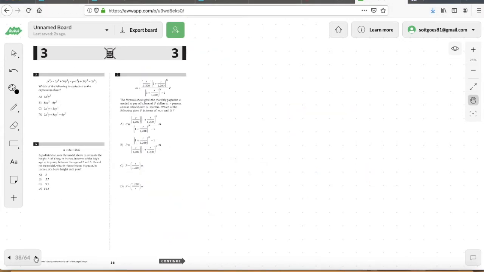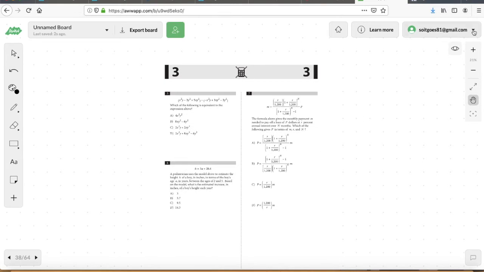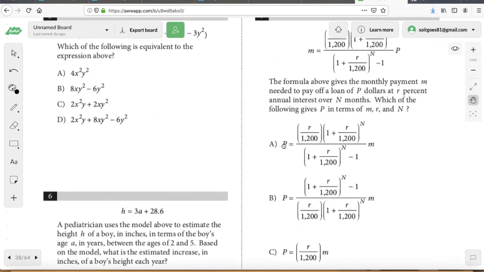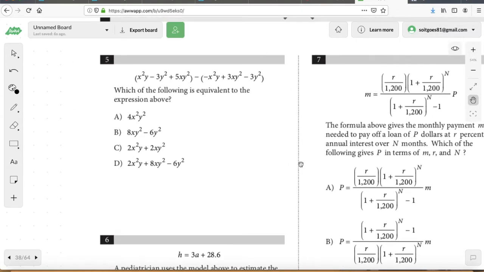Oh, yeah. All right. Get the timer going again there. All right. Let's look at question number 5. Which of the following is equivalent to the expression above? A lot going on here. It's similar to question number 2, right? It's a combining like terms question here.